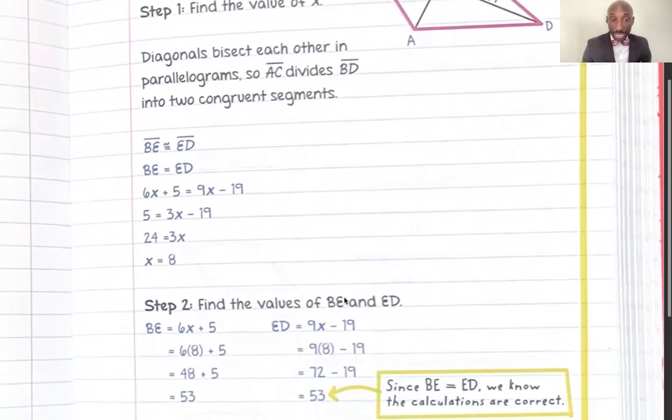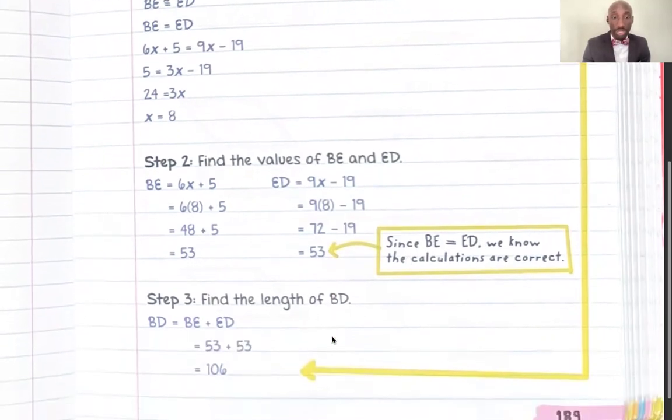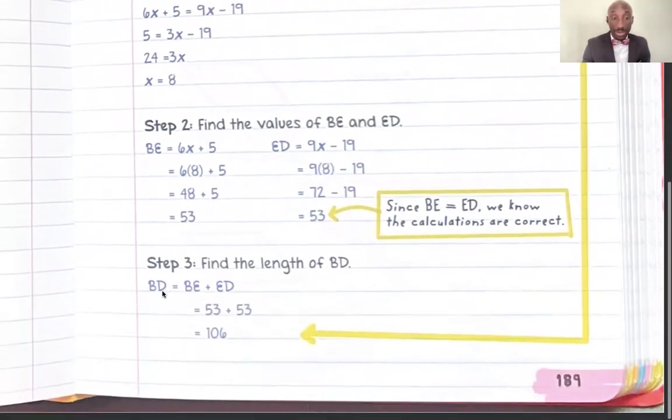Find the values of BE and ED. If BE is 6x plus 5, ED is 9x minus 19. Sub in 8: 6 times 8 plus 5, 9 times 8 minus 19, 48 plus 5, 72 minus 19, 53 equals 53. Since BE is equal to ED, we know the calculations are correct. Find the length of BD. BD is BE plus ED. 53 plus 53 equals 106. The same thing we just did.